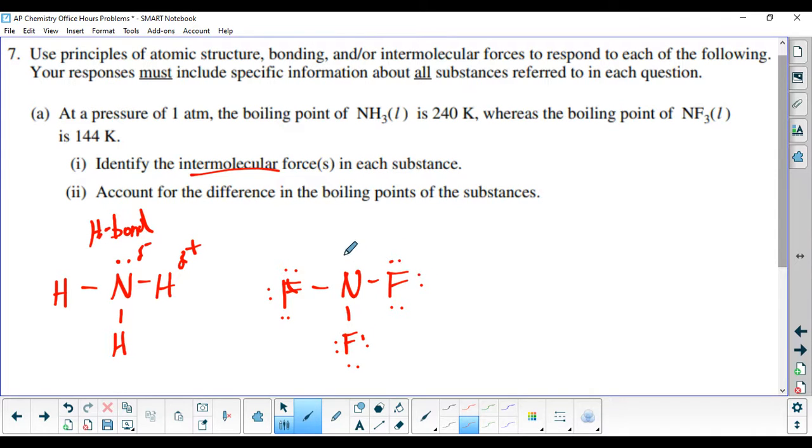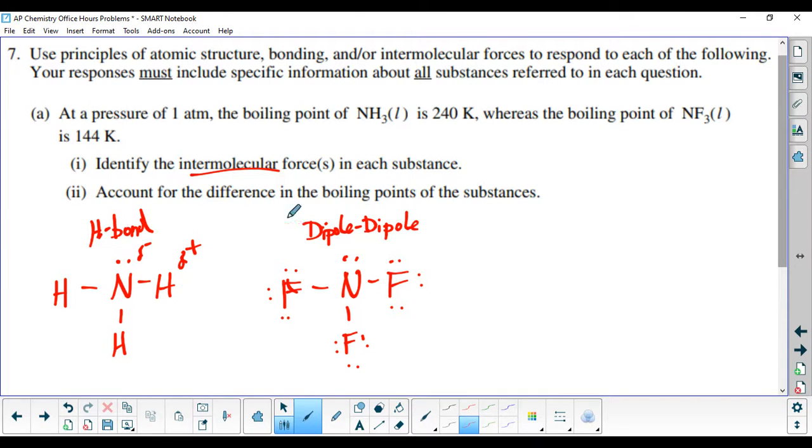So what do we look at here? This is a polar molecule. It's your trigonal pyramidal shape. So it's got kind of that tetrahedral structure, but we have a lone pair of electrons on the top, and that makes this polar. So this is a dipole-dipole, and that's what you should say for part I.